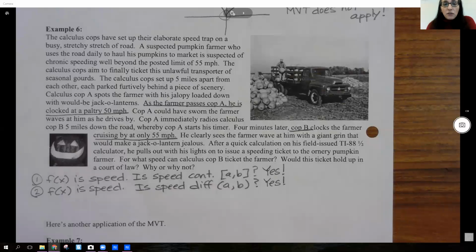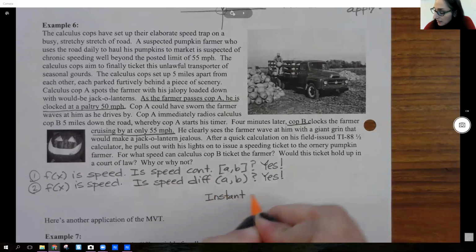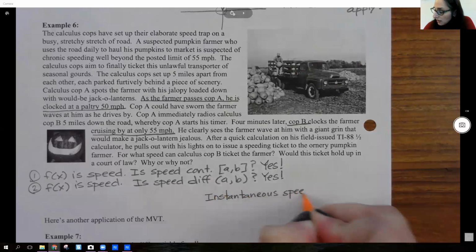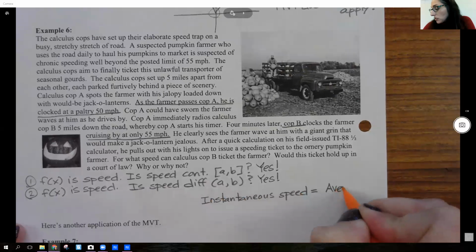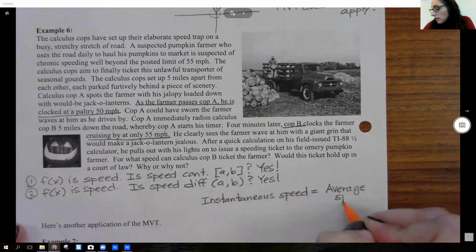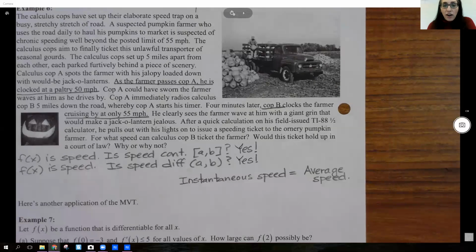So what does mean value theorem state? That in this case, instantaneous speed equals the average speed at some point along this guy's travels 5 miles down this road. Okay. All right. So let's go back and read this again.